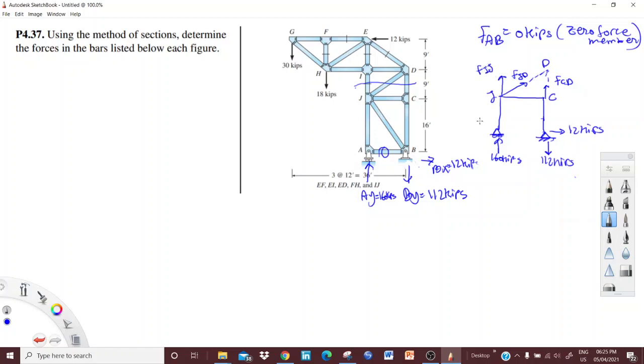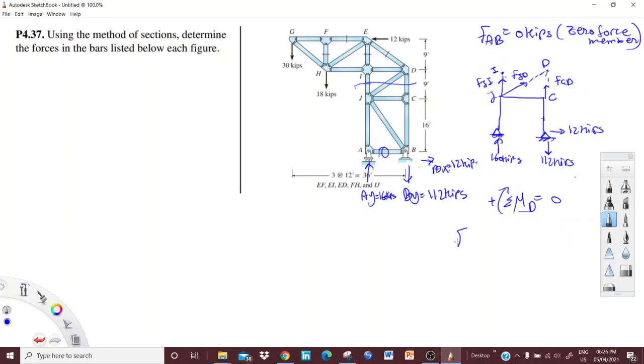FJI, which is going also towards J, and sorry, JI. So this is called the force of JI. Here's I. But if I take the summation of moment at D, I can find JI. So summation of moment at D, plus, which is equal to 0, I can find JI.